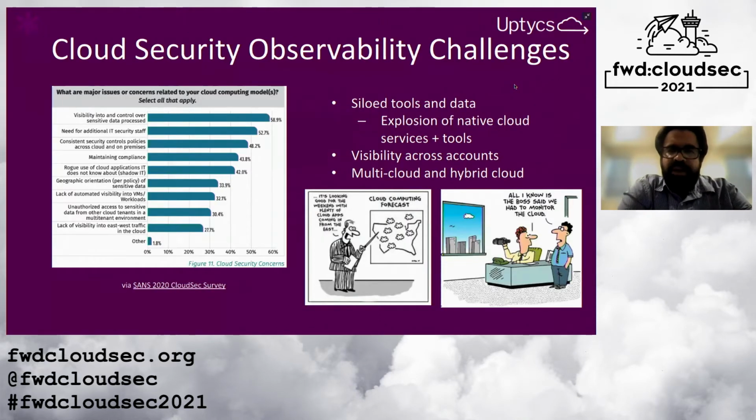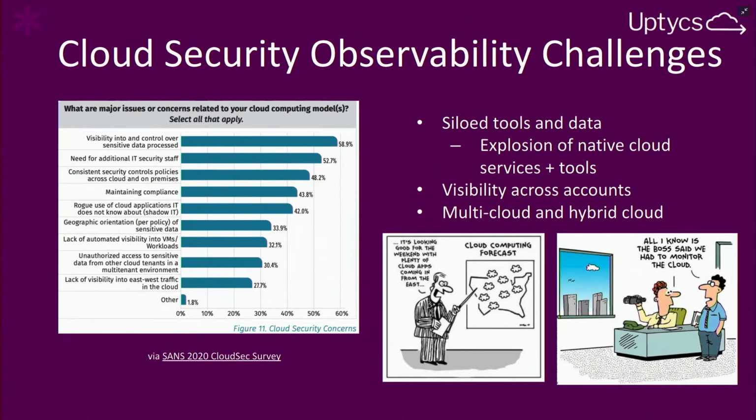So here are some cloud security and observability challenges. As you can see from the bar graph, the biggest challenge organizations are facing today is the visibility into and control over sensitive data. Then applying consistent security control policies across your cloud and on-premises, maintaining compliance, so making sure that your cloud resources are not drifting from the baseline. And also rogue use of cloud applications that even IT doesn't know about.